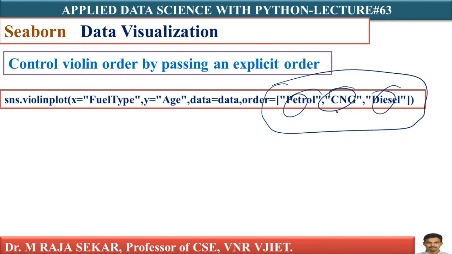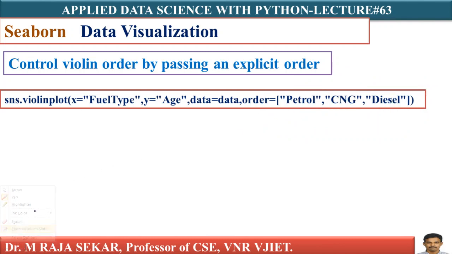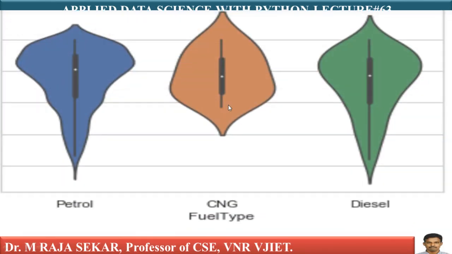Order to plot the categorical levels. In which order do you want to plot? First, I need the petrol violin. Next, I need the CNG violin. Then I need the diesel violin. If you don't specify this order, what happens? The levels are inferred from the data frame. It follows the order of your data frame. Just see, petrol, CNG, diesel is the same order, and the same order it is displaying.